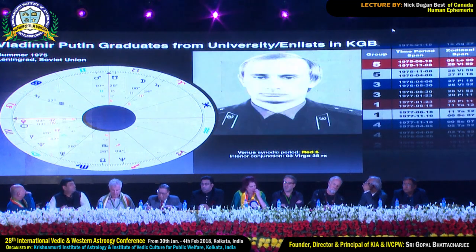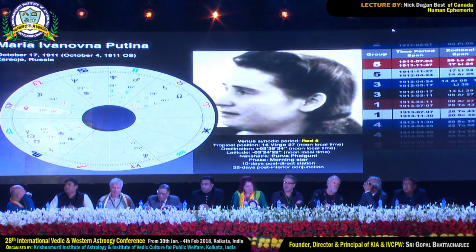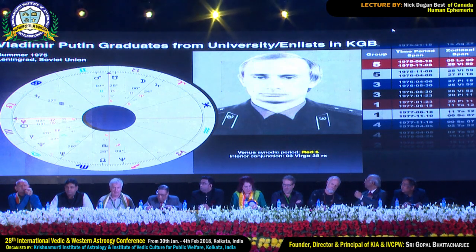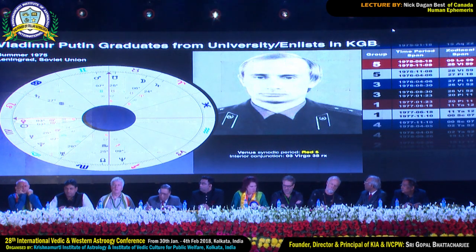Starting with the birth of his mother. Vladimir Putin's mother was born in 1911 during a Red 5 phase. Jumping ahead to his life in 1975, sometime in the summer of 75, in June of 75, he graduated from the University of St. Petersburg, and every biography says he immediately enlisted to serve in the KGB. So he became a KGB agent during a Red 5 period.